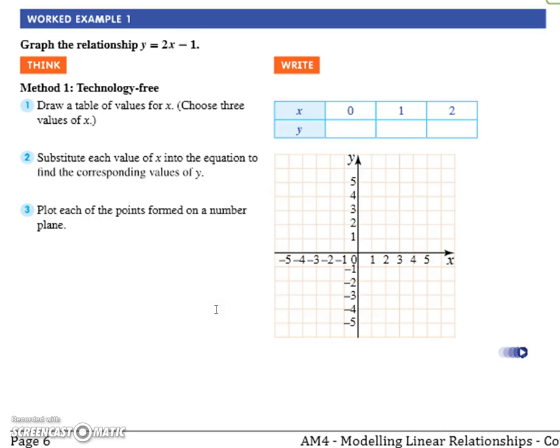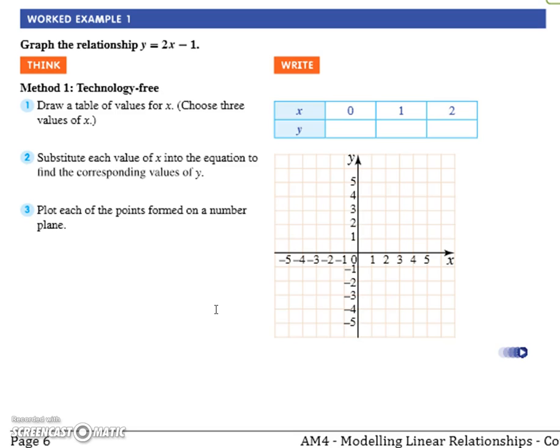All right, so we're going to graph the relationship. You'll hear them called a relationship or a linear function or linear equation. Graph the relationship y equals 2x minus 1. We know it's linear. Why? Highest power of both the y and the x, or the independent and dependent variable, is 1.